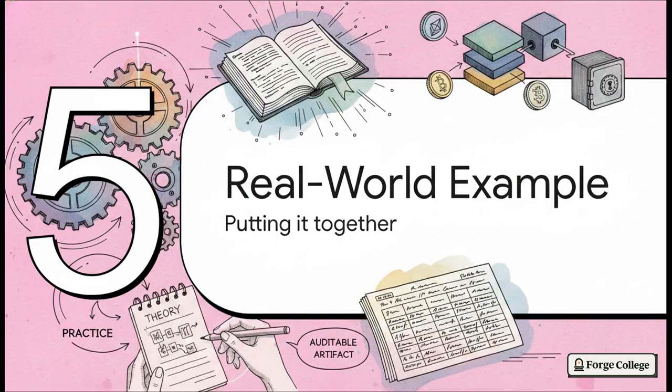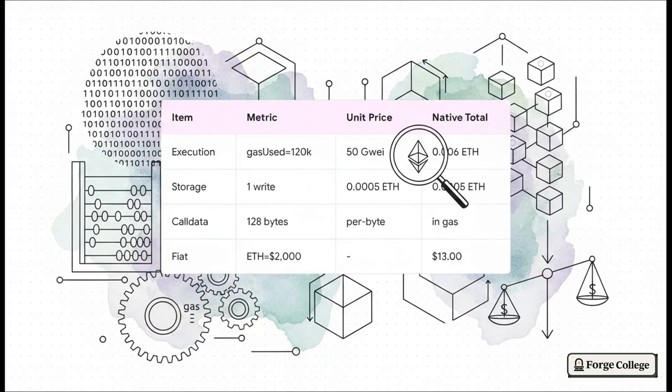Okay, let's step out of theory for a second. Let's look at a real-world worked example. Imagine we're estimating a standard smart contract function. Let's say a simple token transfer that also writes a little bit of data to contract storage. How do we document this so it's actually useful?